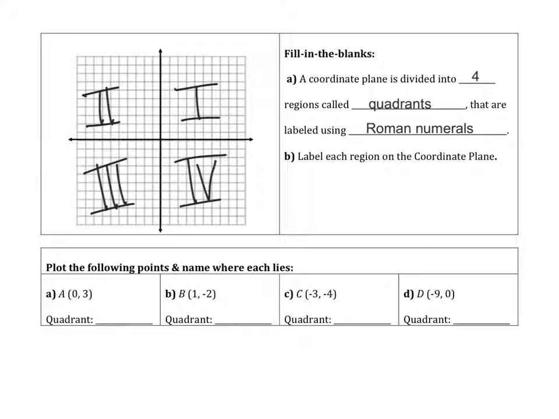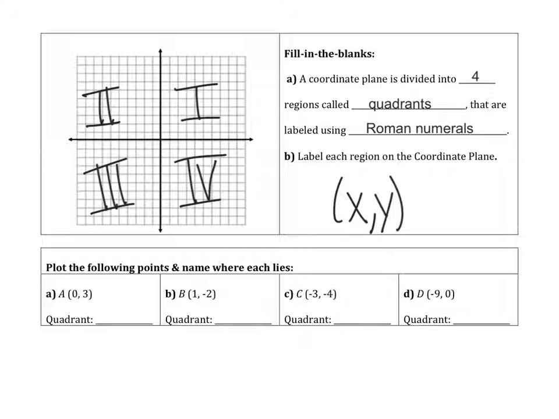Next, we're going to plot these points. So we have (0, 3), (1, -2), (-3, -4), and (-9, 0). Now remember, when you have ordered pairs, all ordered pairs are in this form: the x value comes first, and then the y value. Again, this should be a review. So when I see (0, 3), I know that my x value is 0 and my y value is 3, meaning I'm going to go 0 left or right. So I'm going to stay right there at the origin, and I'm going to go up 3.